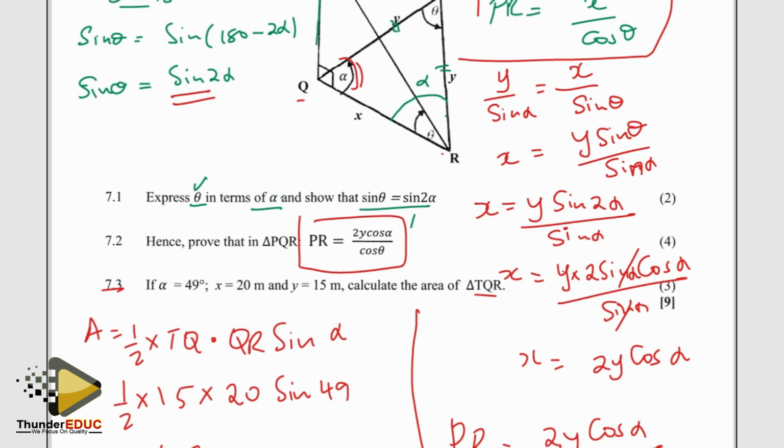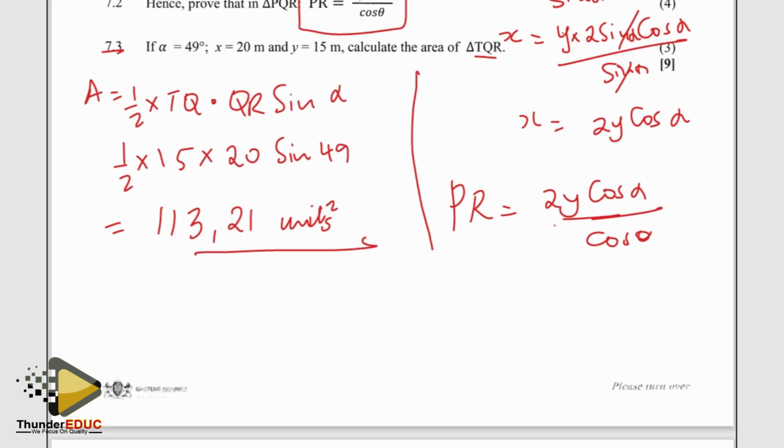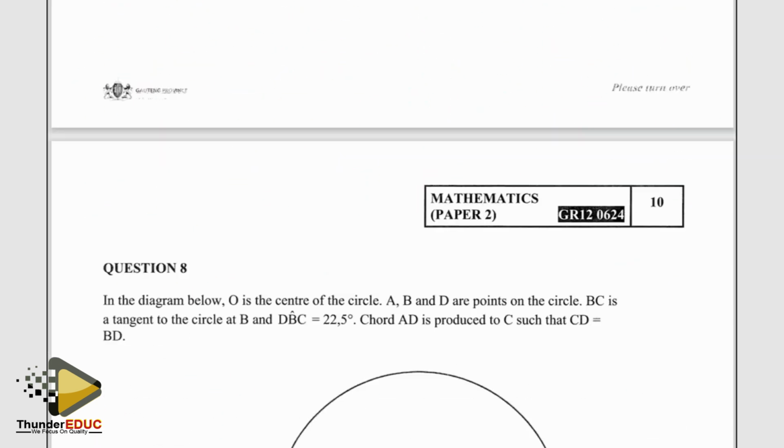Getting 113,21. This is going to be units squared. So that is 7.3. Then that's the end of question 7.